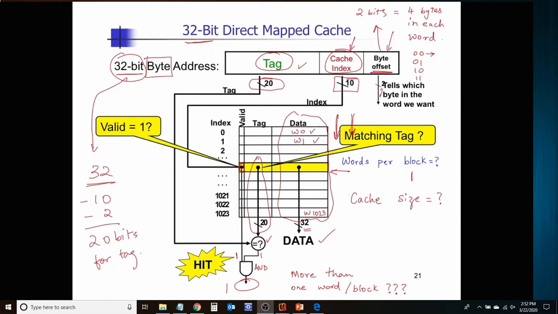Now let's calculate the cache size. For cache size, we need the number of words. So in this case, we have 2 raised to 10 words. And each word is 4 bytes.